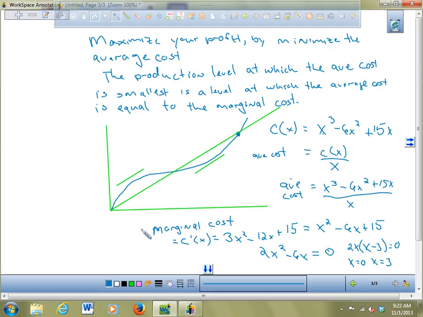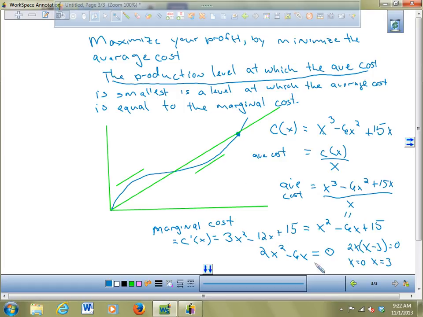Yes? Why does the average cost equal just the cost of the latest expense? It's the cost per unit. Yeah, so if I sell 1,000 units, the average cost per unit is whatever that cost is divided by the number of units. Yes? Sorry, I'm just confused about the derivative of C from that one to the next one. It's because of this theorem that they give: the production level at which the average cost is smallest is a level at which the average cost, which is this, is equal to the marginal cost, which is this.